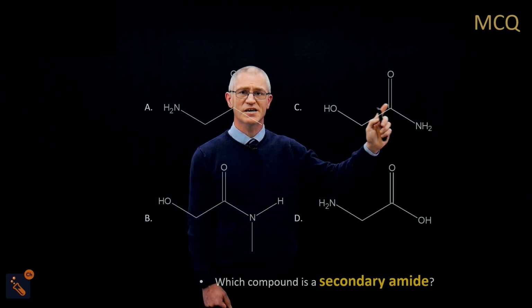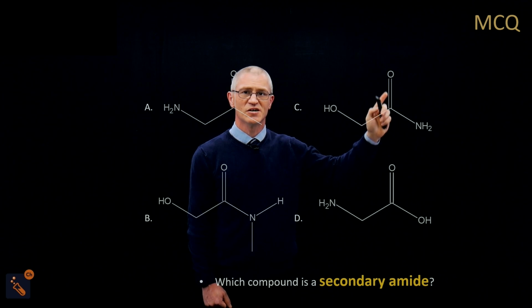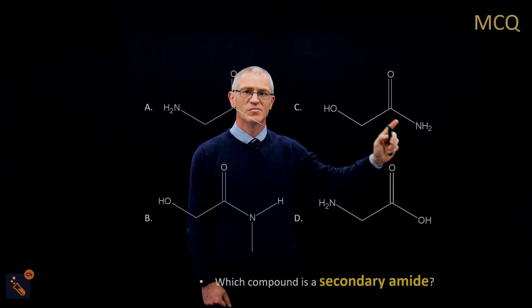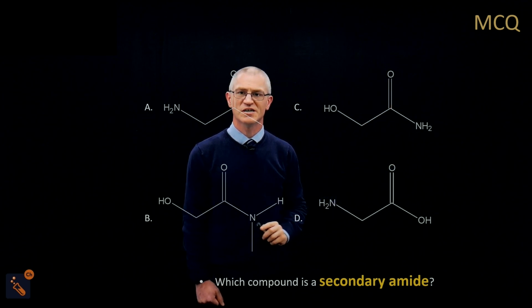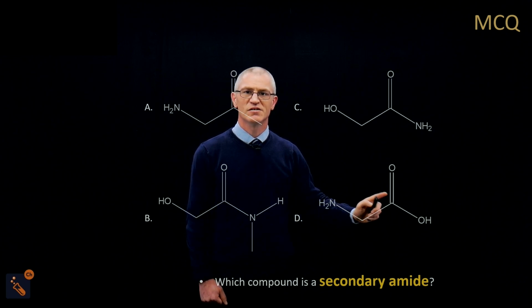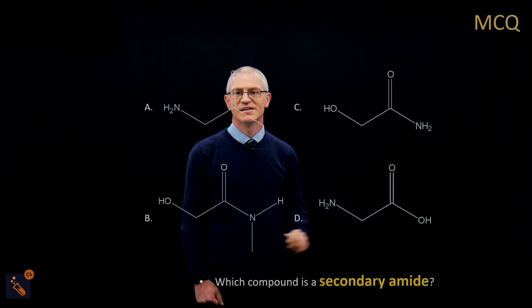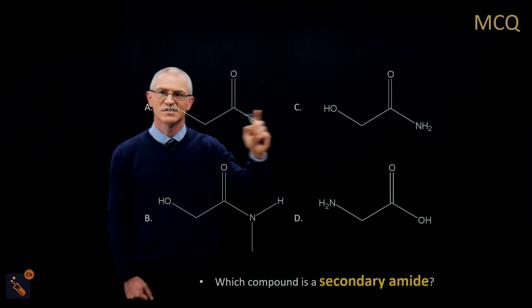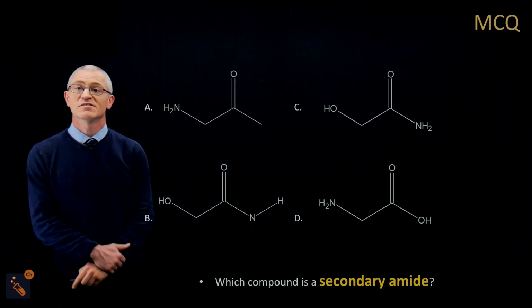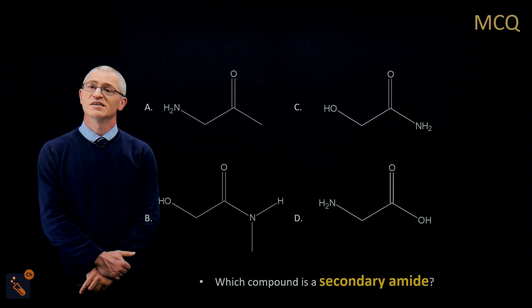Look at this one. This is an amide because the N is bonded to this carbon as part of the carbonyl. This is primary because we've got two H's. And then we look at this one. This is actually a carboxylic acid and is not an amide. So D, C, and A are wrong, and the answer for this is B. That is the secondary amide.